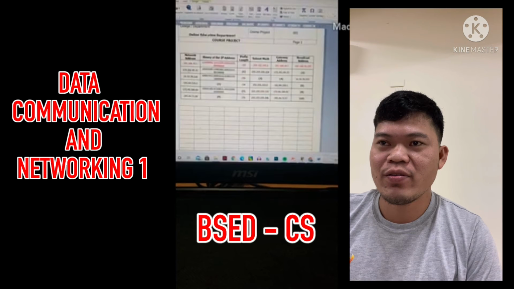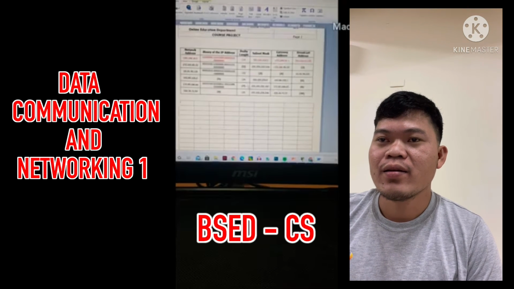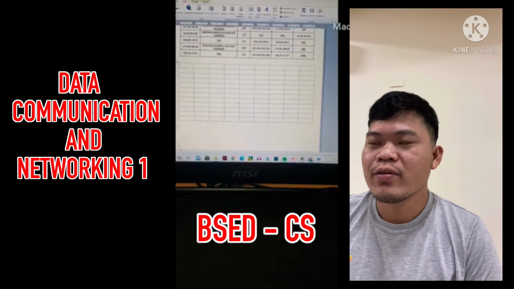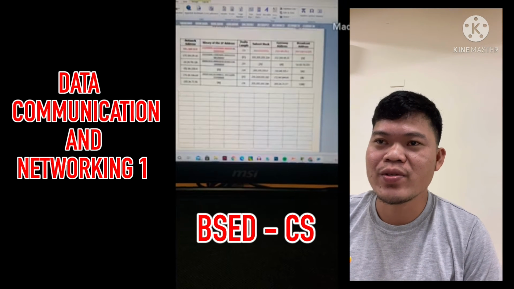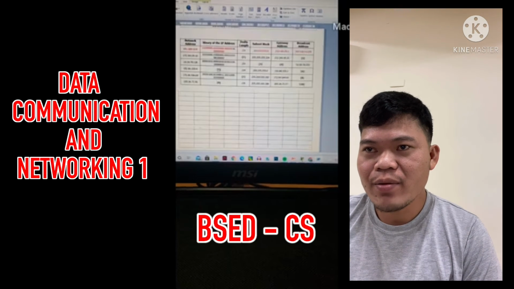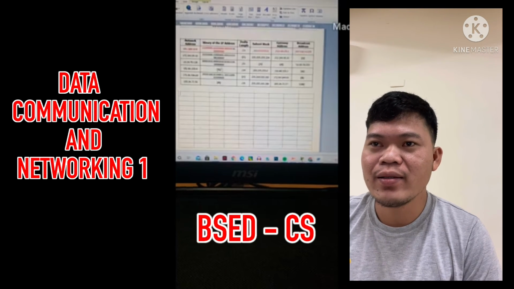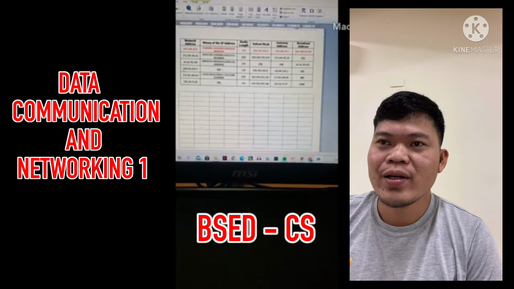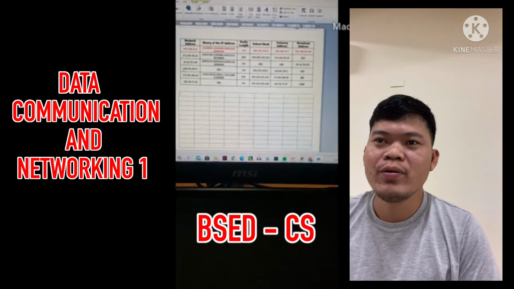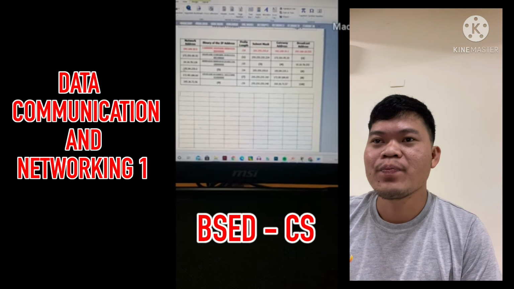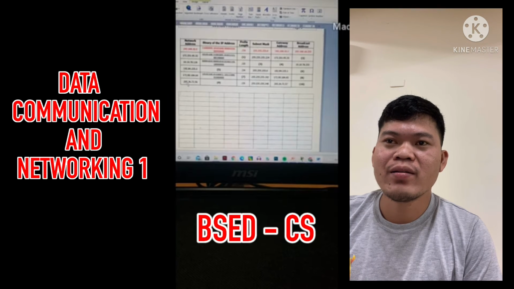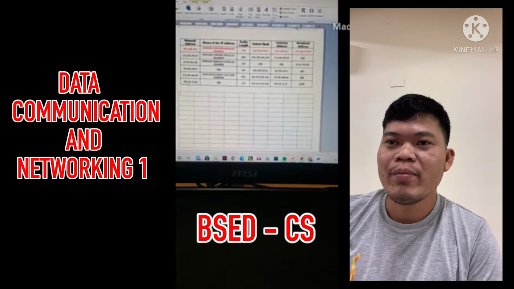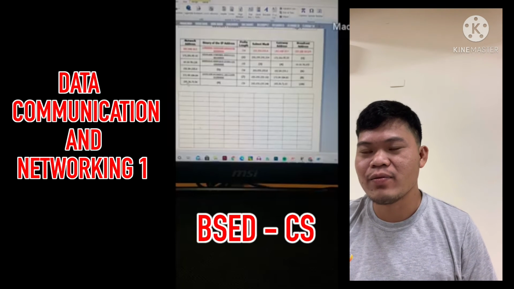So I'll prepare this format to get the binary. Since in number 5 and number 9 we have to convert this network address, 192.84.235.0, and this 205.36.72.56, into binary. So what are we going to do?